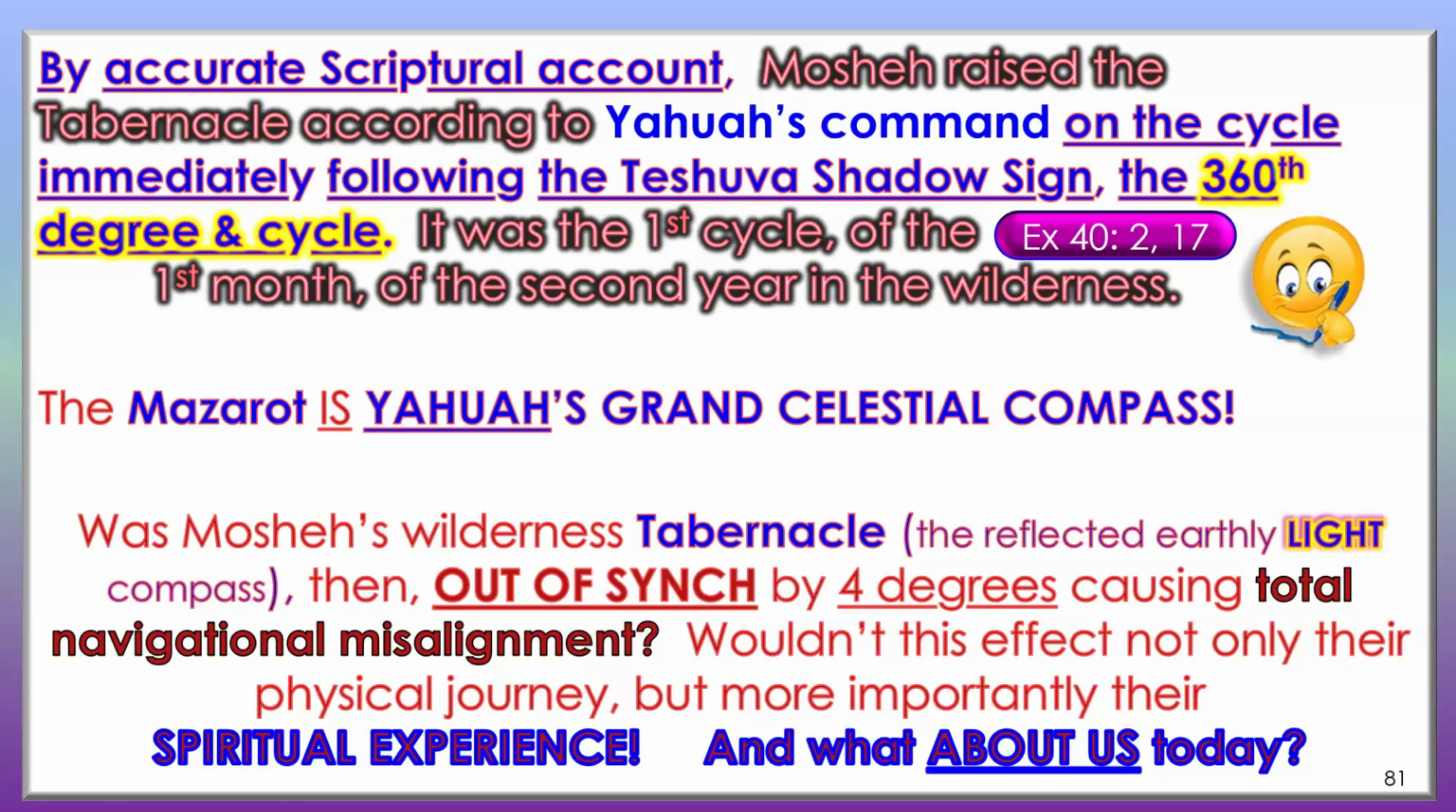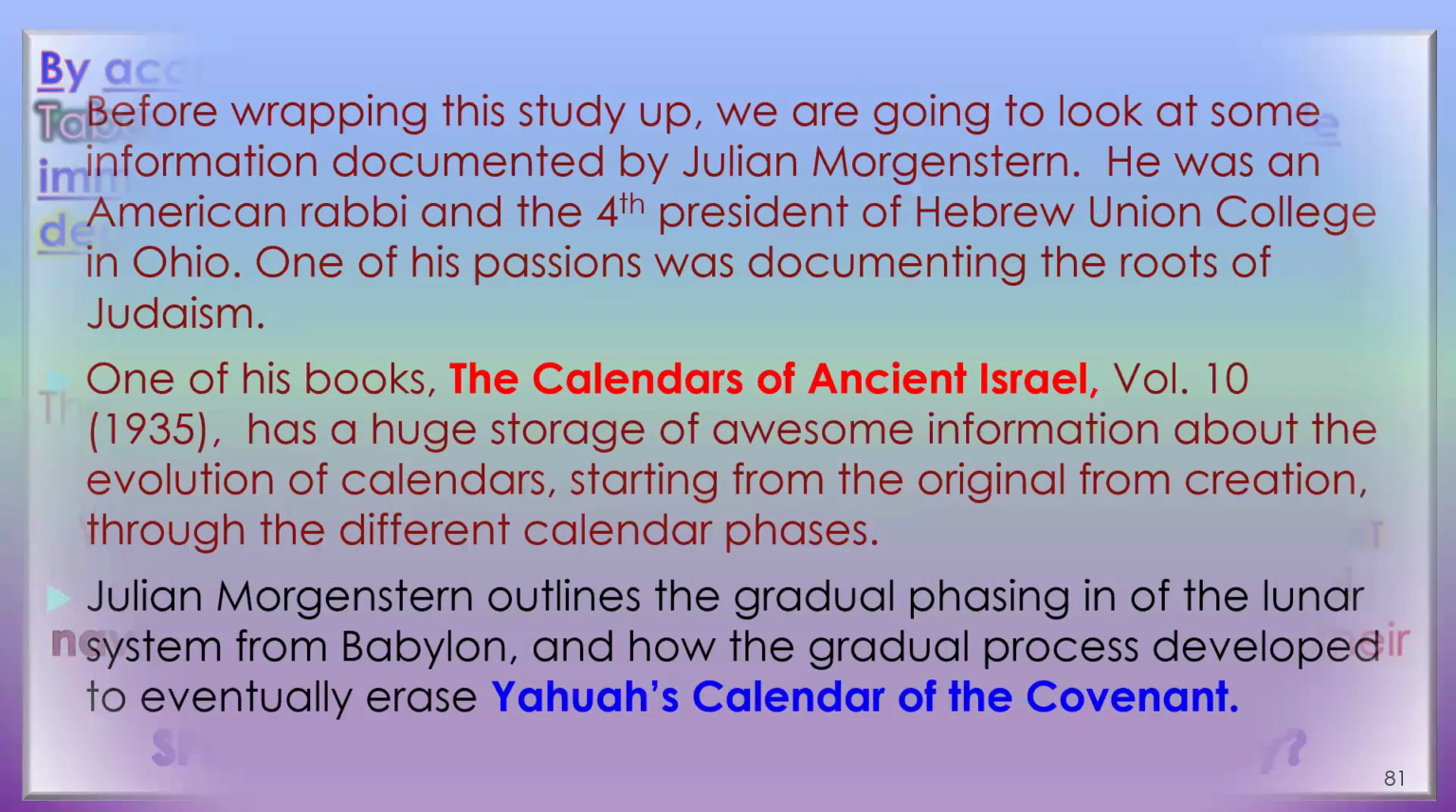Question: was Moshe's wilderness tabernacle the reflected earthly light compass? Was it then out of sync by 4 degrees, causing total navigational misalignment? Wouldn't this affect not only their physical journey, but more importantly, their spiritual experience? What about us today? What calendar are we paying allegiance to? The one that was prepared for Moshe, or the one that shows no preparation whatsoever?